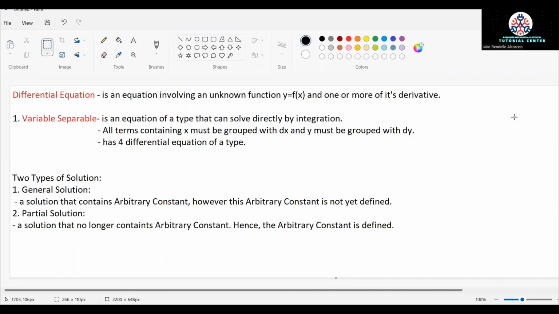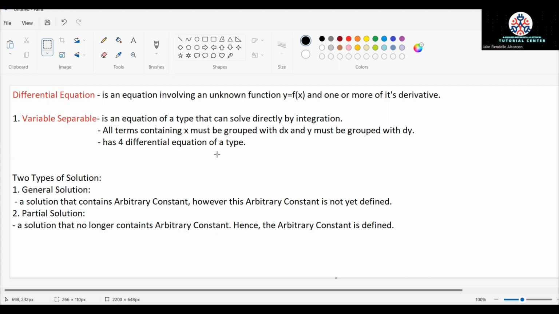The first topic of differential equation is the variable separable, which is an equation of a type that can be solved directly by integration. But in order to solve it by integration, all terms containing x must be grouped with dx and y must be grouped with dy. The variable separable has four differential equation types, which we will discuss later.